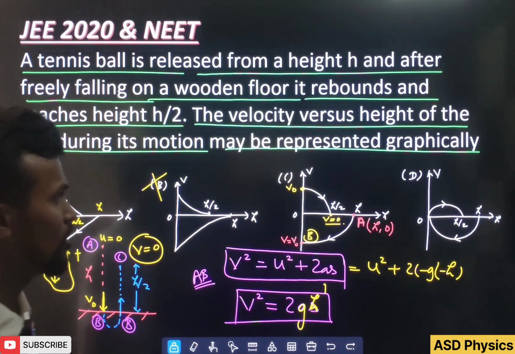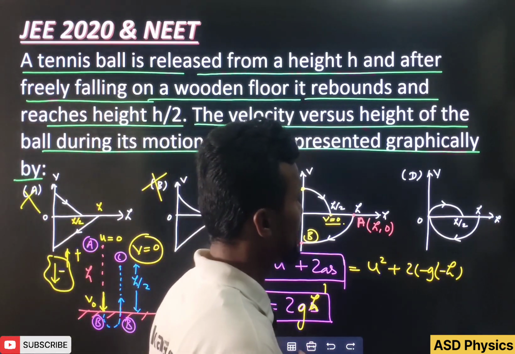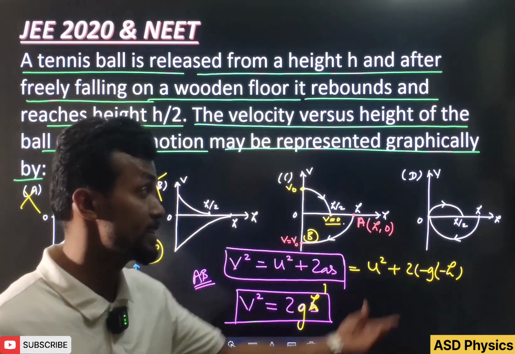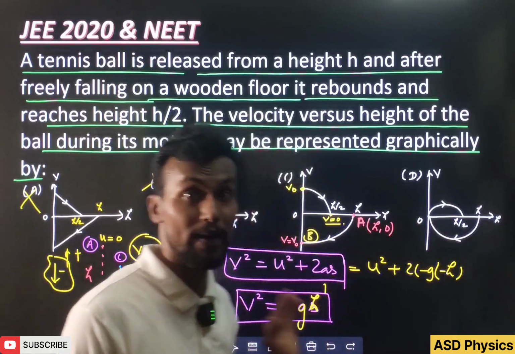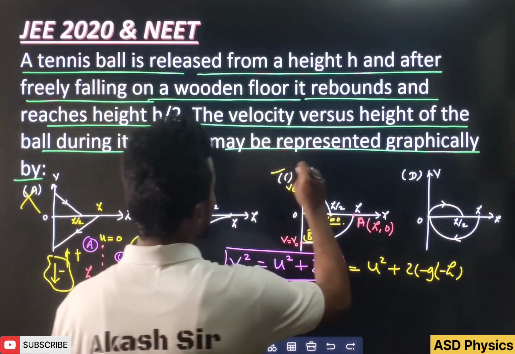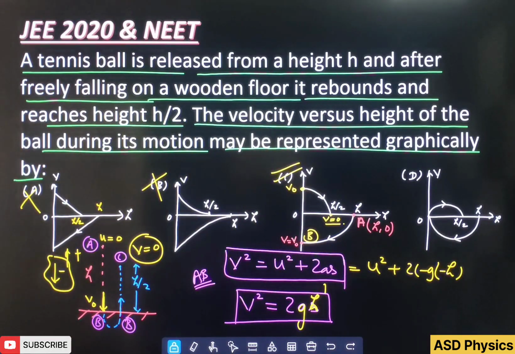By analyzing all these things, remember that especially the parabola is there, not a semicircle and all that. So which option is correct here? The correct option is here. Option C is the answer.